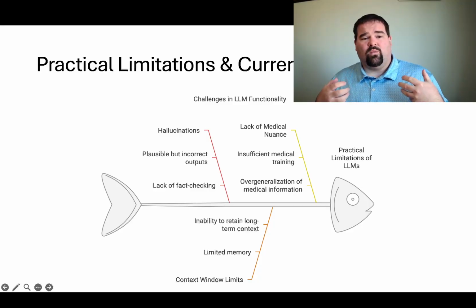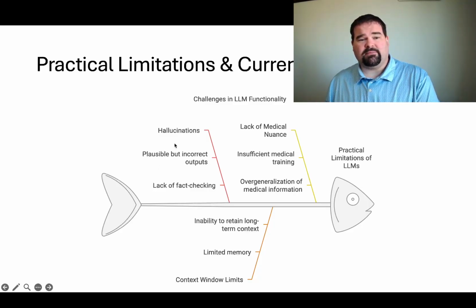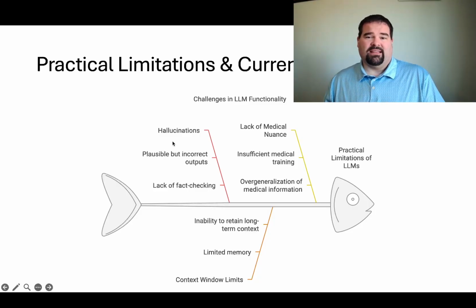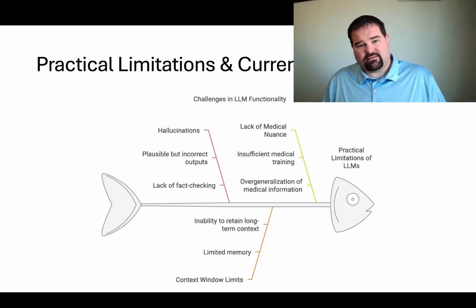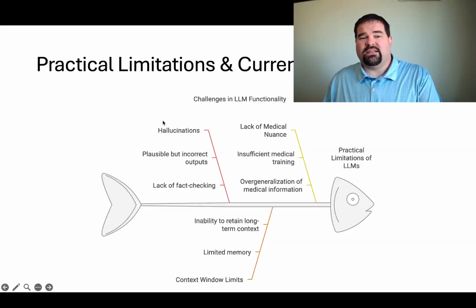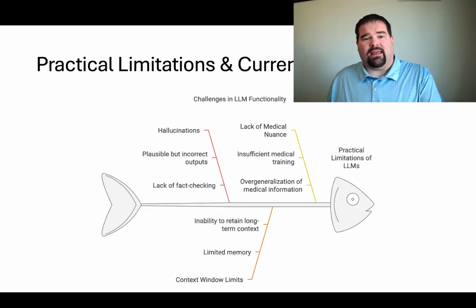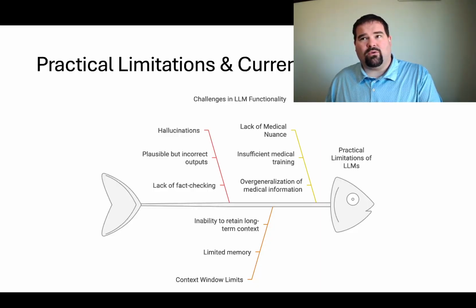So with large language models, they have a concept of hallucinations. They will just make things up. They will make things up because they're not actually thinking. They are just predicting that next word. So those hallucinations are always plausible, but they are often incorrect. And there are some major challenges in crafting good fact checking. We solve this often with agent-based systems.